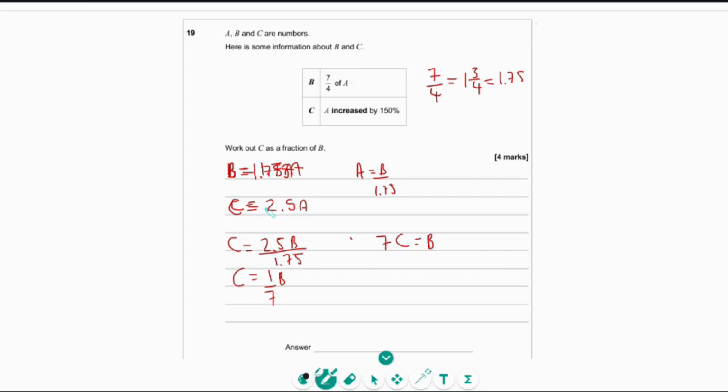So if something's increased by 150%, let's work out the multiplier. So 100% plus 150% is 250%. As a decimal that is 2.5. So C is equal to 2.5A. I'm just going to make A the subject of each of these by dividing both sides by 1.75, and here by dividing both sides by 2.5. Put them both equal to A so I can write them equal to each other.